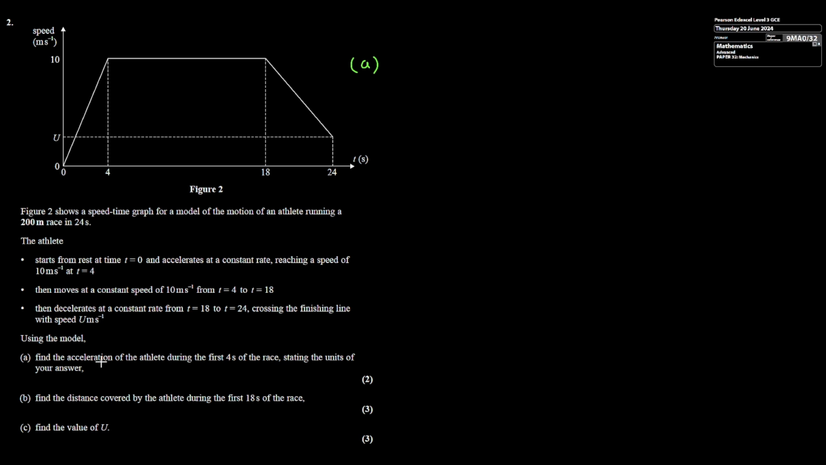And we're asked to find the acceleration of the athlete in the first 4 seconds of the race. Now, the acceleration is simply the gradient of this slope. The rise being 10, the run being 4. So the acceleration is equal to the rise, which is 10, over 4, the run, and cancelling this down, 5 over 2 meters per second squared, or ms to the minus 2.